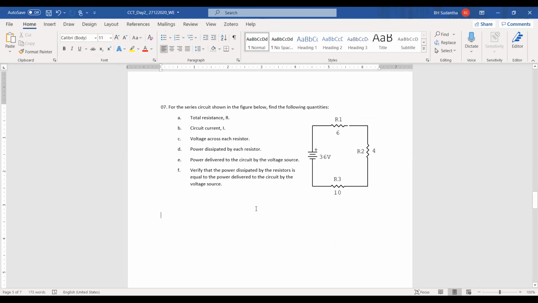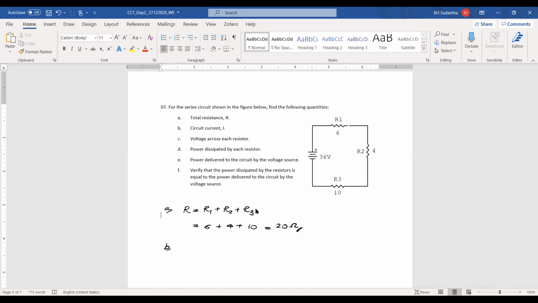This is again very simple. I think the total resistance R we can find by adding R1, R2 plus R3 together. Then this is 6 plus 4 plus 10, which is 20 ohms. Then section B, current I.